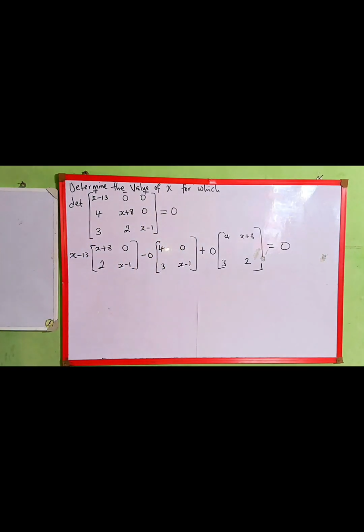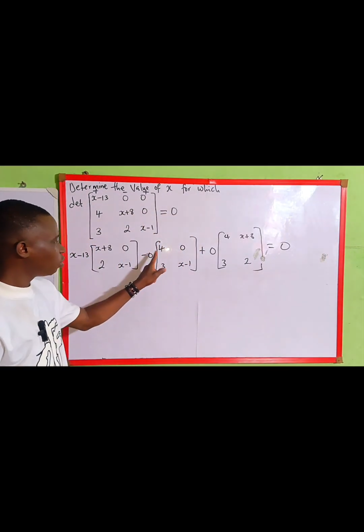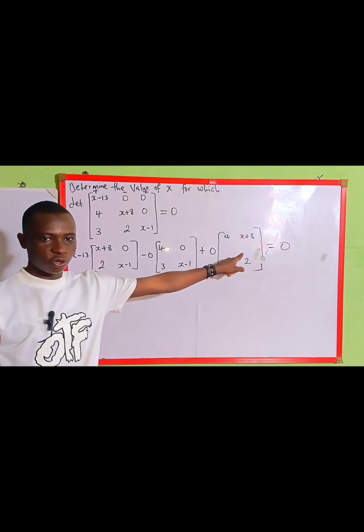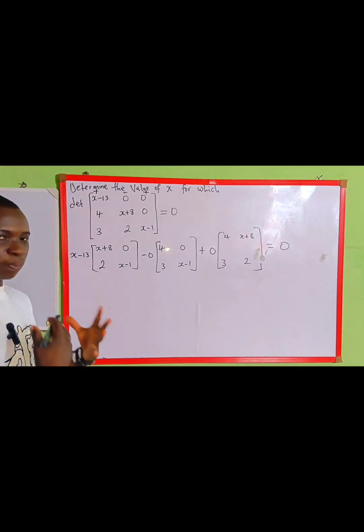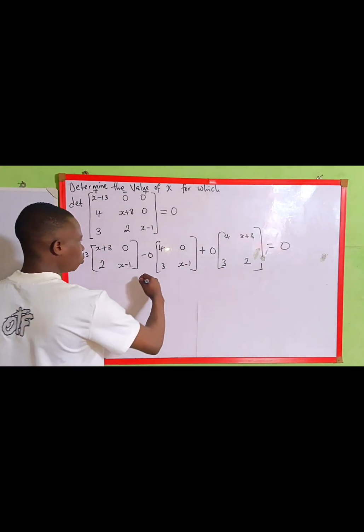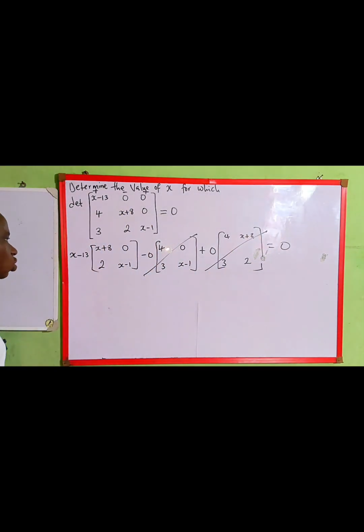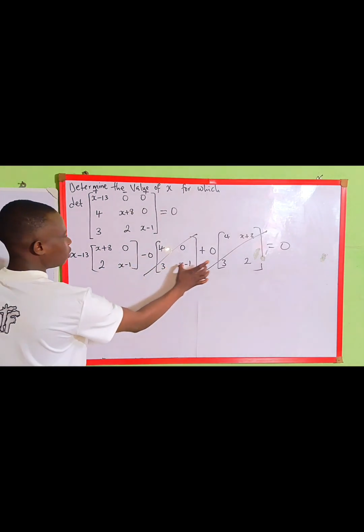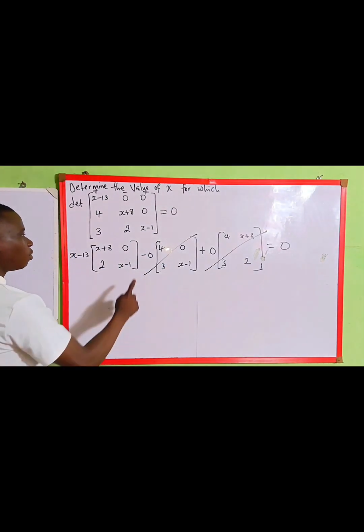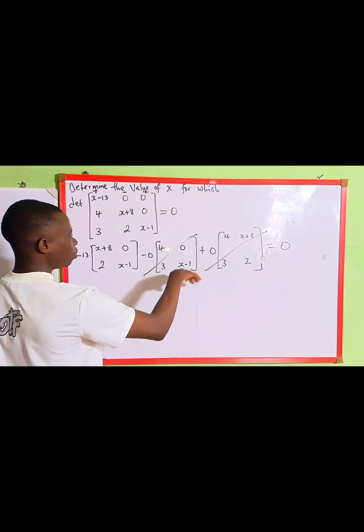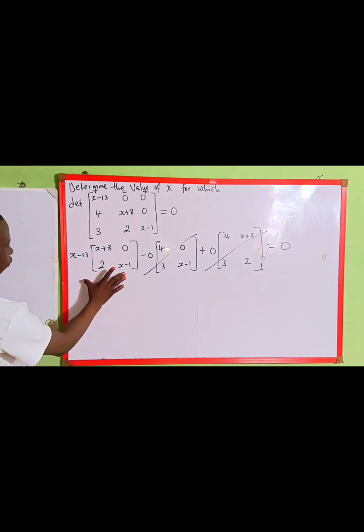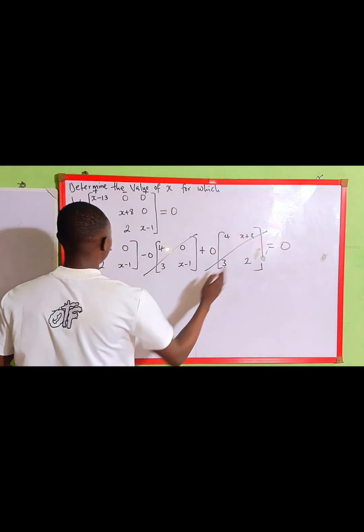Now what I want you to notice, if you look at this already, this 0 is multiplied by this, and 0 is also multiplied by this. So 0 multiplied by anything is the same as 0. So 0 plus 0, everything here is going to cancel because of this 0. But if there's no 0, make sure you simplify this 2 by 2 matrix. But now, because of this 0, we need to cancel out these 2. So we're going to focus on here, then we equate it to 0.